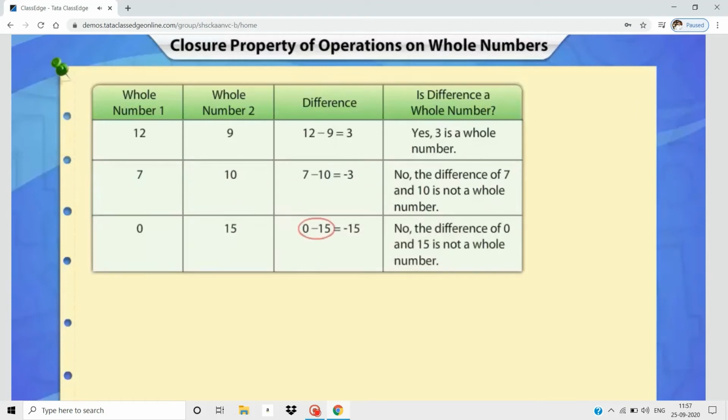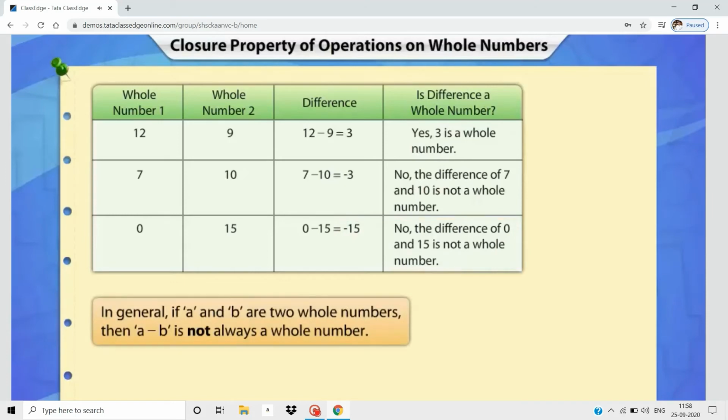If we try to subtract 15 from 0, the answer is -15. Again, the difference of 2 whole numbers is not a whole number. In general, if A and B are 2 whole numbers, then their difference A minus B is not always a whole number. So we can conclude that the whole numbers are not closed under subtraction.